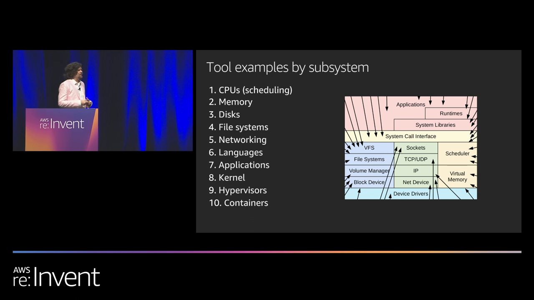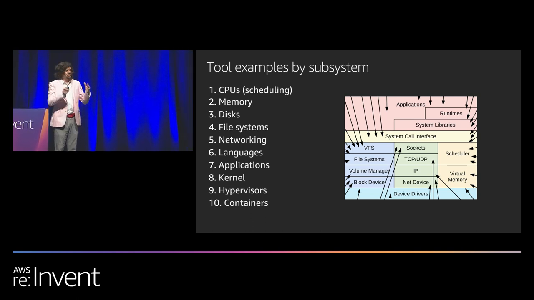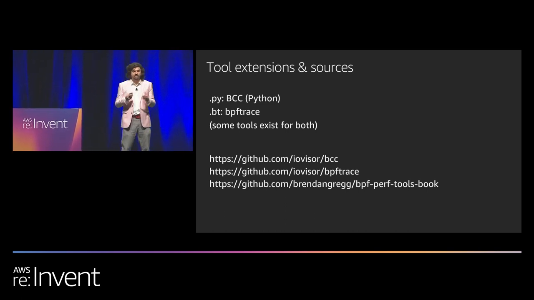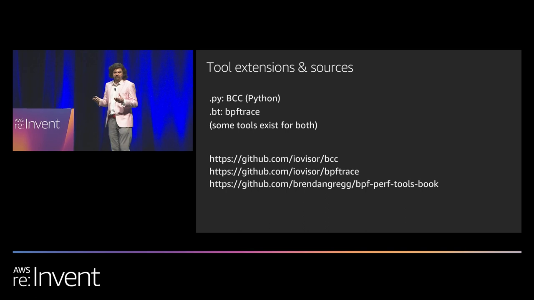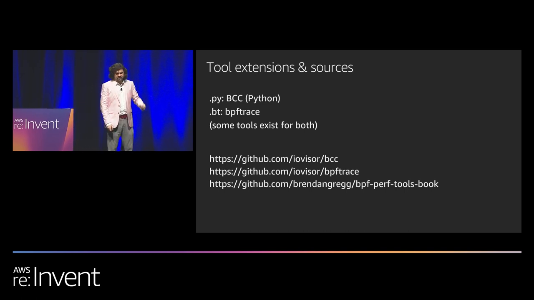I'm going to go through some examples so that you can see how BPF is an observability superpower and can see everything. In these examples, if it ends in a .py, it comes from an open source project called BCC, the BPF Compiler Collection. If it ends in .bt, it comes from a different open source project, BPF Trace. Some of these tools have been implemented for both, and I'll go through the differences between these open source projects after we've seen these tools.